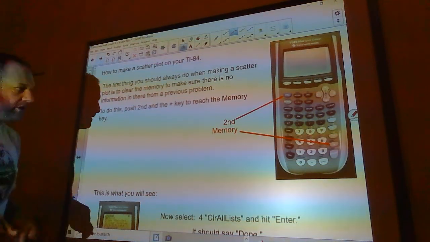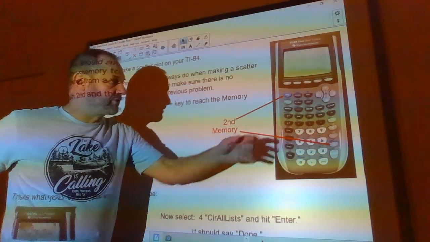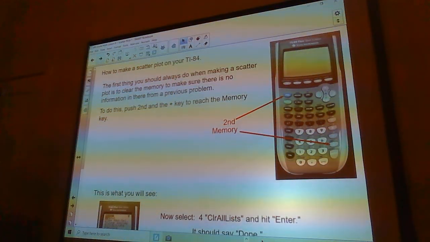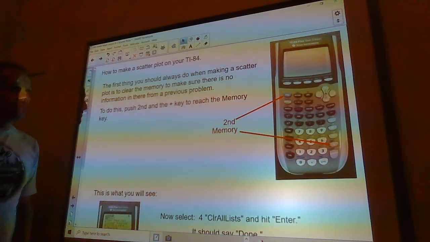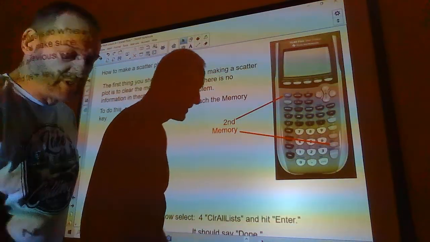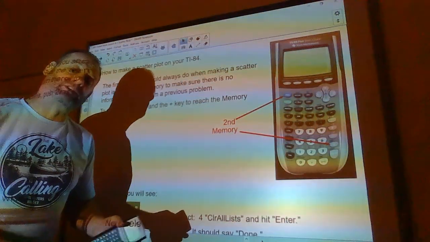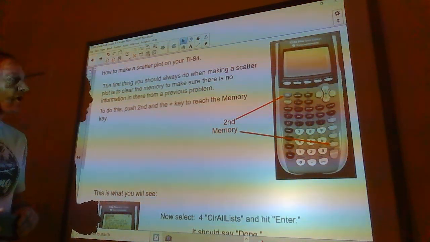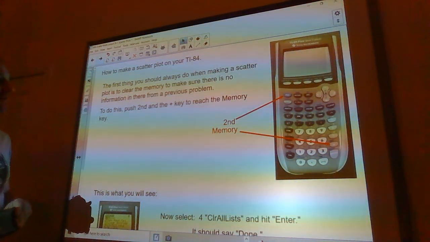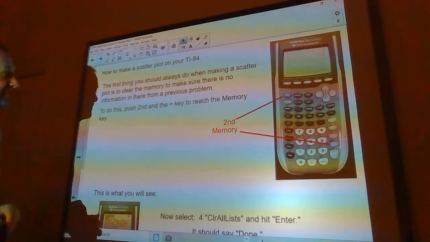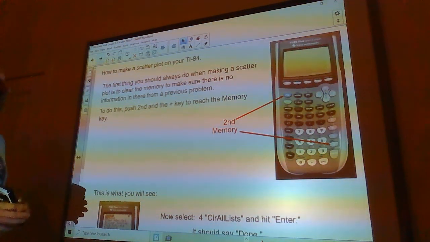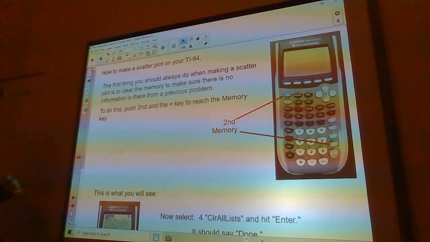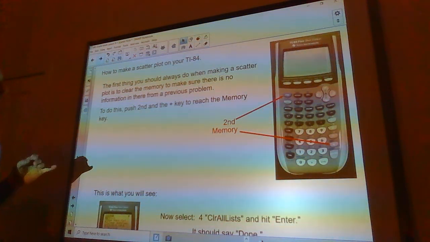All right, so now you're going to want to look at your TI-84. I've put up a screen here, and we're going to make a scatter plot on here. The first thing that you want to do is clear out any memory that's in here, because you don't want some stuff in your data that's going to cause you problems. You don't want to add to some data that's already in there that's not part of your data. So the first thing you should always do when making a scatter plot is to clear the memory to make sure there's no information there from a previous problem.